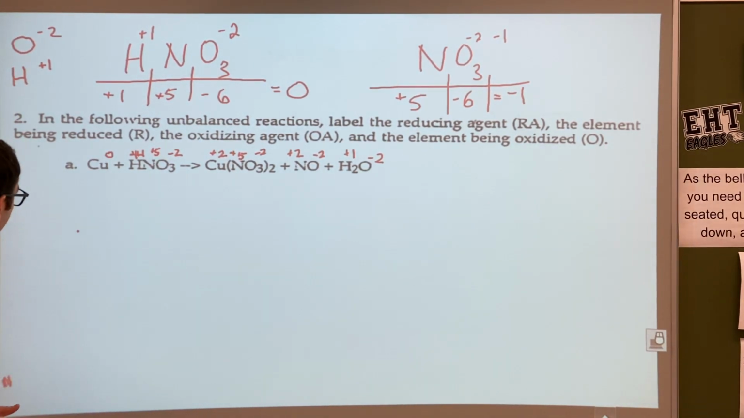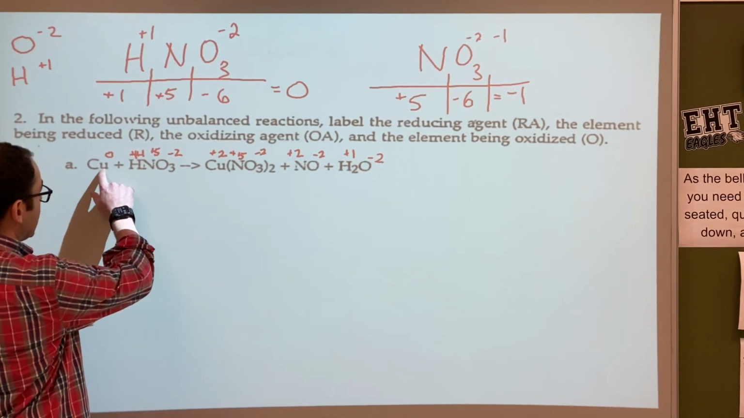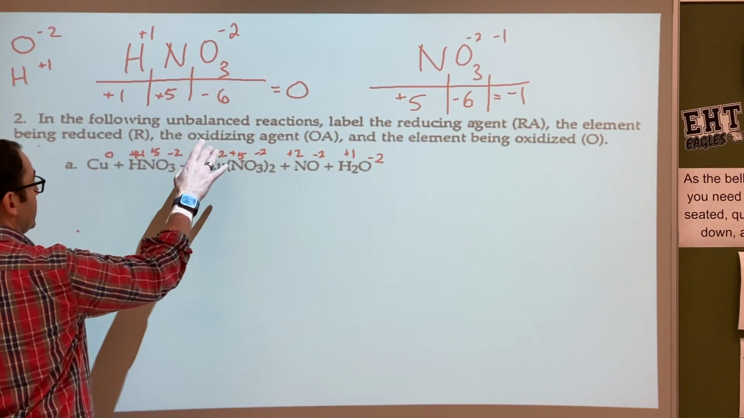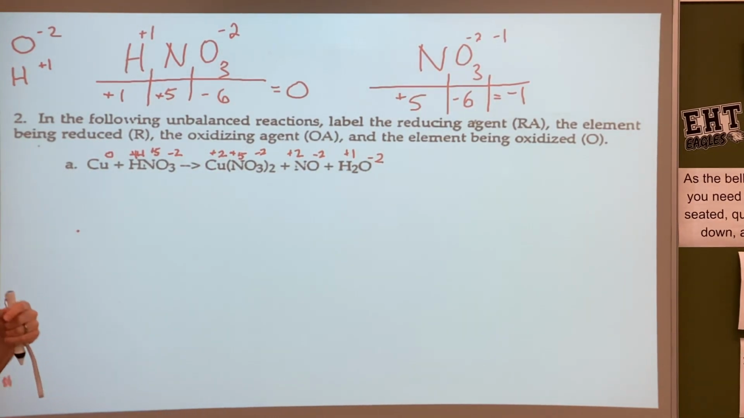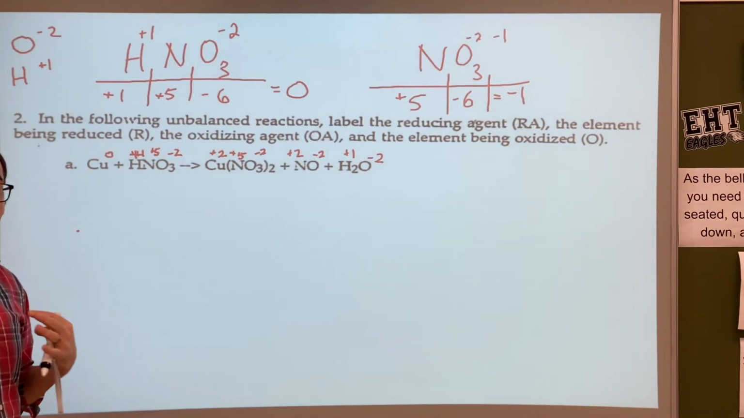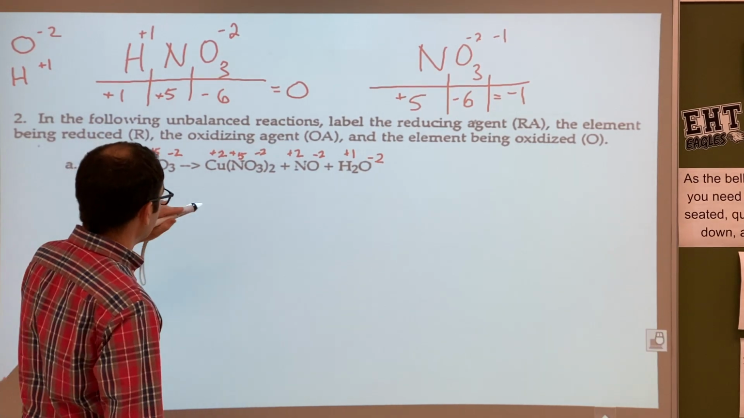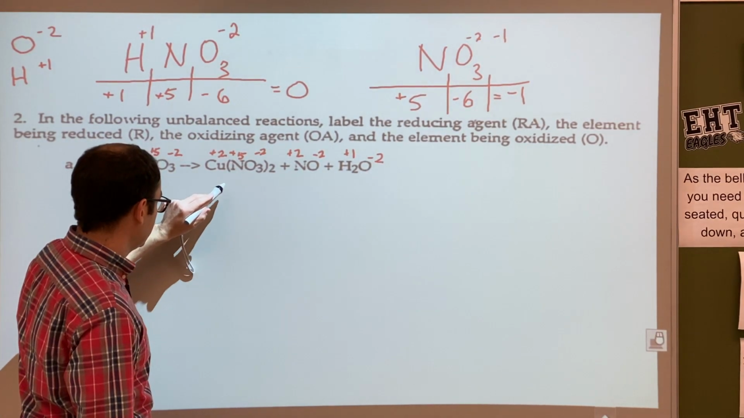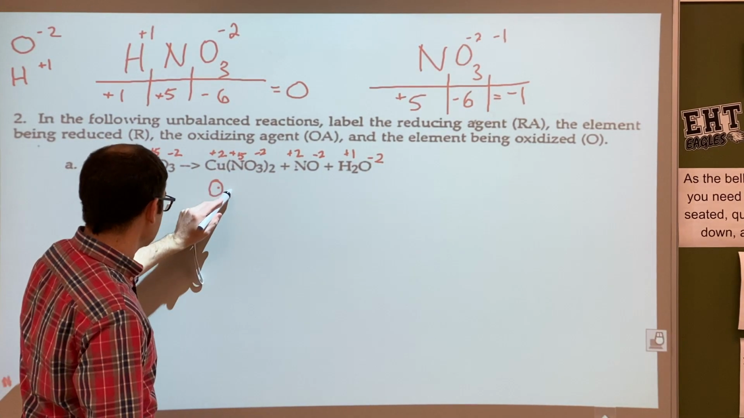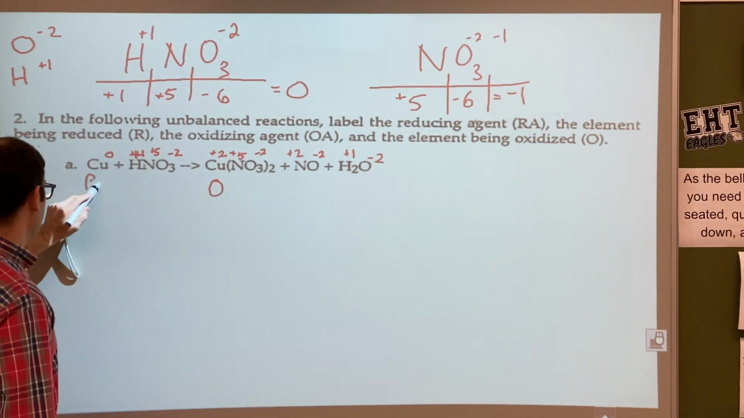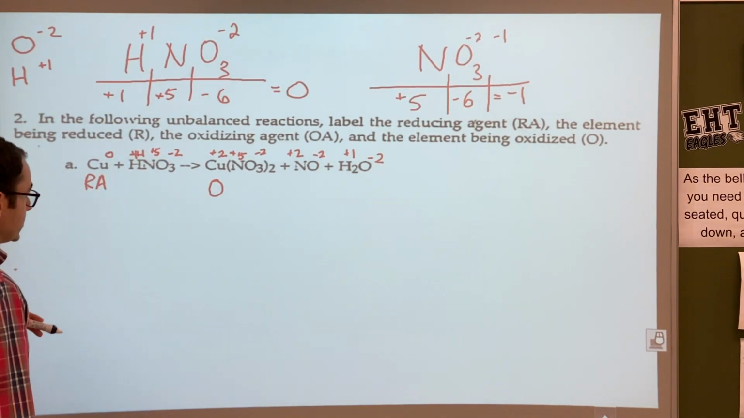All right? So, what changed? Yeah, James. The copper and the nitrogen. Good, the copper and the nitrogen. So we have the copper, it went from 0 to +2. All right, if it goes from 0 to +2, did it lose or did it gain electrons? Good, yeah, it lost electrons. So when it loses electrons, what would it be? All right, oxidized, and this one would be the reducing agent, all right?